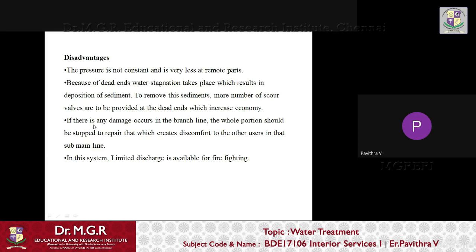If any damage occurs in the branch line, the whole portion, this disadvantage I have already told you, that is, if any damage happens in any of the branch lines, then the whole portion should be stopped to repair, and that creates some discomfort to the other users in the system, to the other submain lines. In this system, limited discharge is available for firefighting. So these are the list of disadvantages.